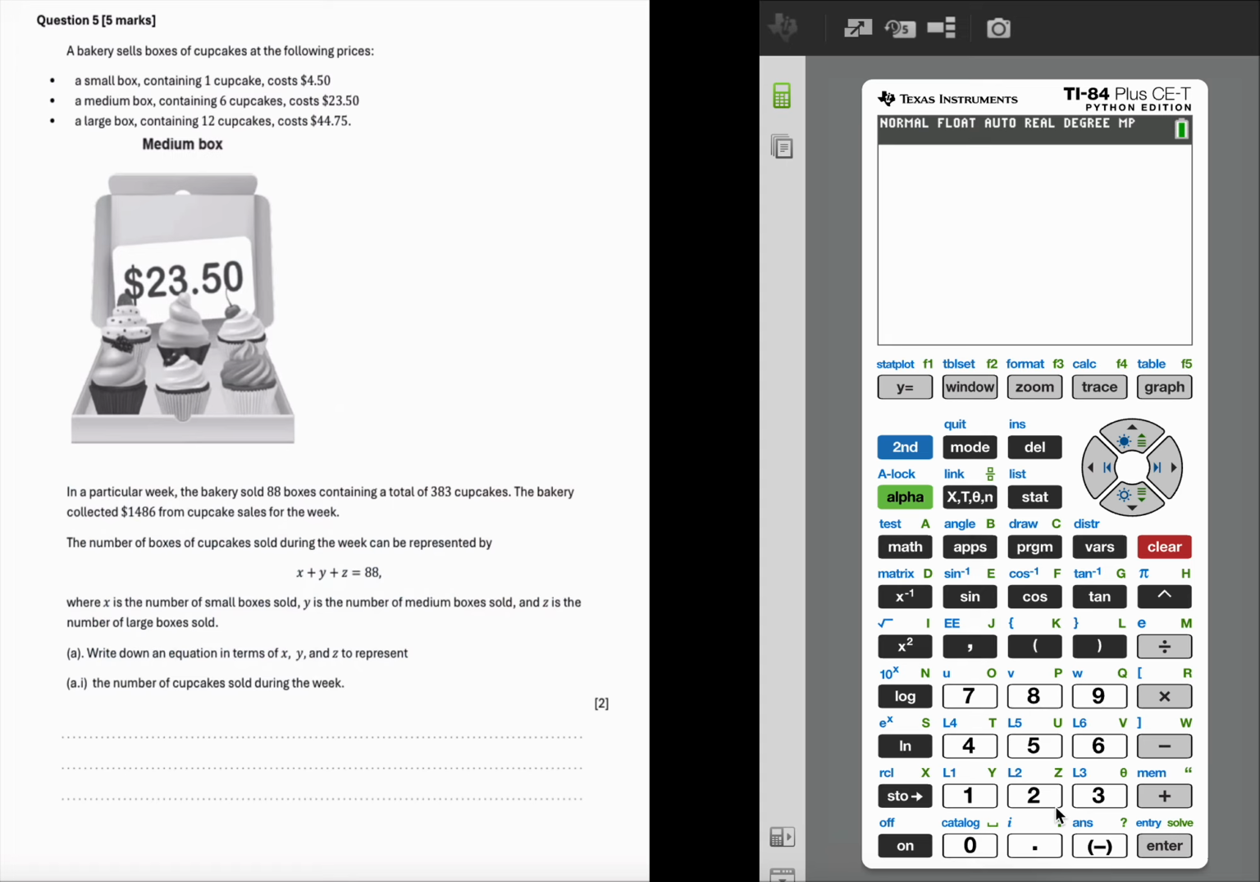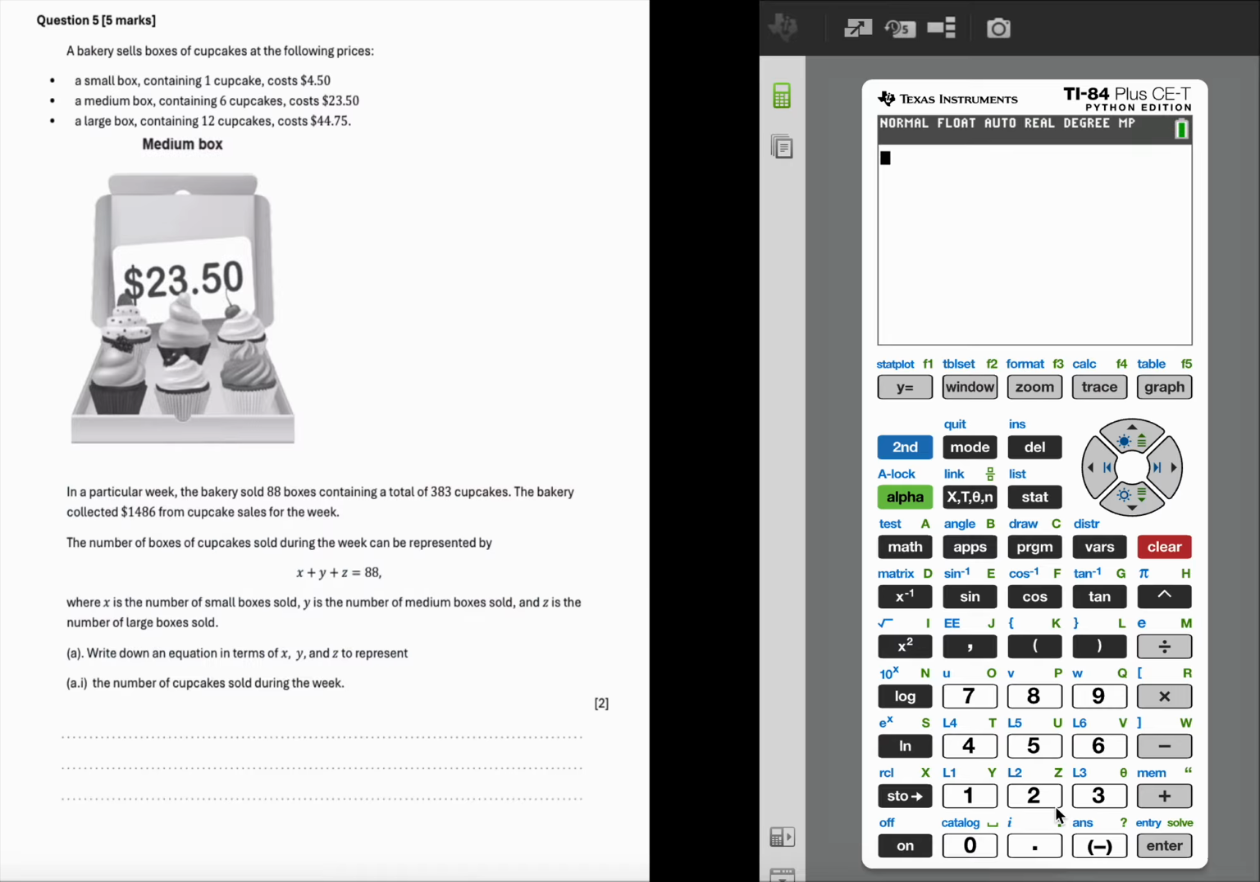This question is a Paper 1 style question and it's using simultaneous equations. So we're told this information. You may want to pause the video here just to read the question. But we have various different boxes and sizes. We're told the price and how many cupcakes are in them.